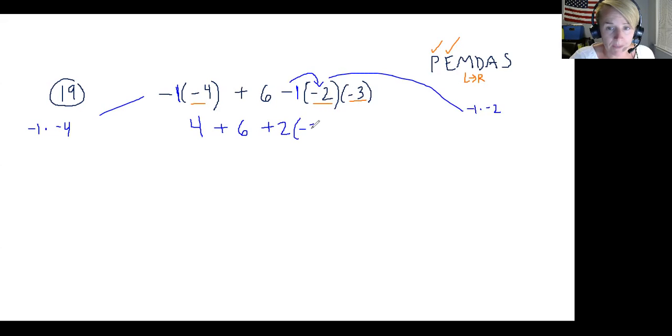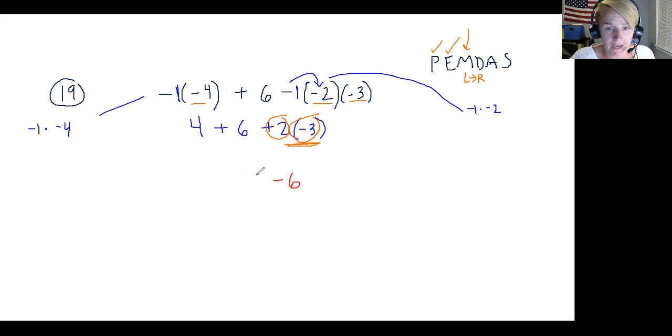I still can just copy down my parentheses and my negative 3. I hope I didn't do too much there and confuse you. I am still on my multiplication step. So I have a multiplication problem right here. I have a positive 2 and a negative 3. So positive 2 times negative 3 is a negative 6.